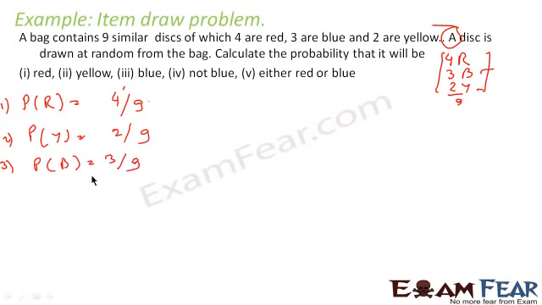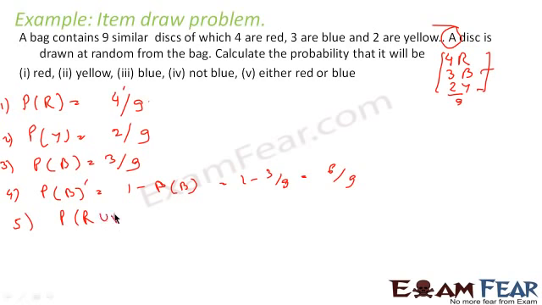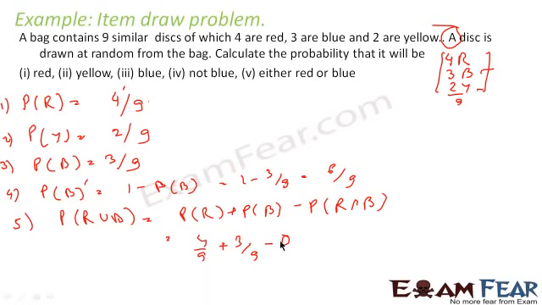Now probability for either red or blue. So probability of red or blue is equal to probability of red plus probability of blue minus probability of red and blue. Red is 4 by 9, blue is 3 by 9, and there is no common element. It can't be both red and blue, so that is 0. So the answer is 7 by 9.